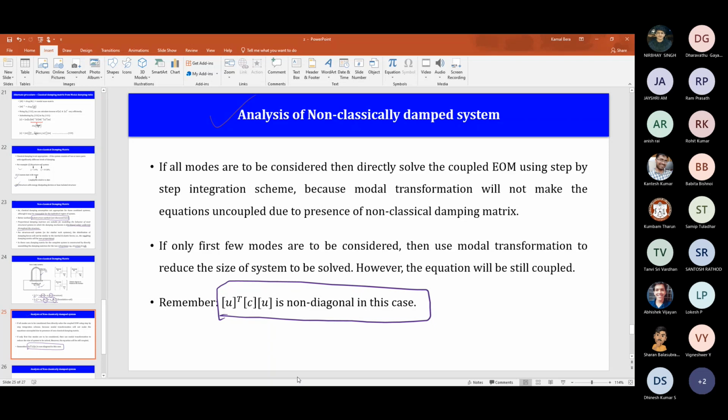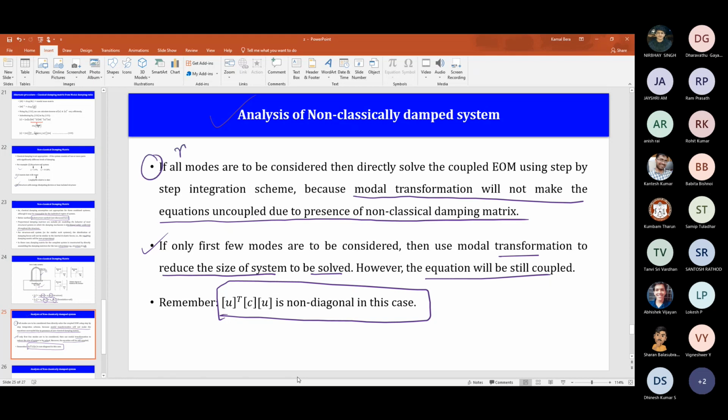Modal transformation will not make the equations uncoupled due to the presence of the non-classical damping matrix. The mass and stiffness matrices will be uncoupled, but due to the non-classical damping, the equations will not be uncoupled. And if you require only a few modes, then use the modal transformation, reduce the size of the system, and then solve it. However, again the equations will be coupled. What I am trying to say with the first point is that you have to use all n equations.